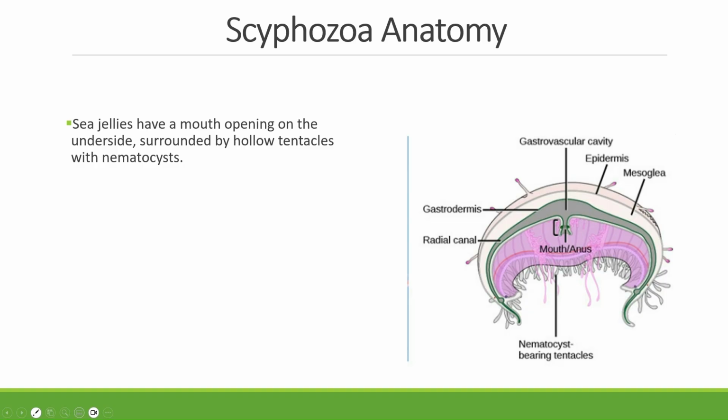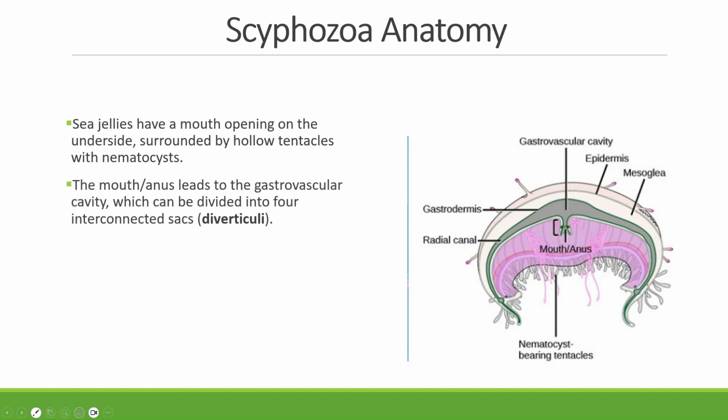The mouth opens into the gastrovascular cavity, which is divided into four interconnected sacs called diverticula. In many species, these sacs branch further into radial canals that spread throughout the bell. The reason? By breaking up the digestive system into several branches, this increases the surface area of the lining of the digestive system, and this is the region that is responsible for nutrient absorption and gas exchange.